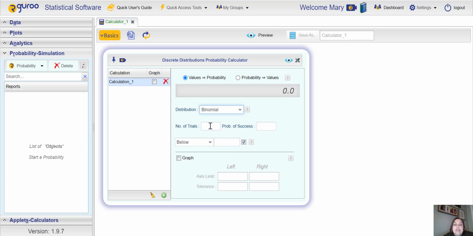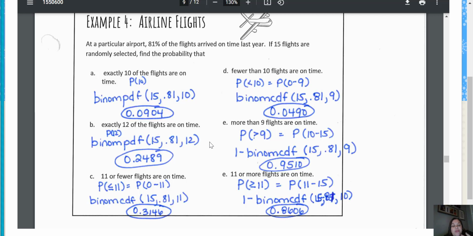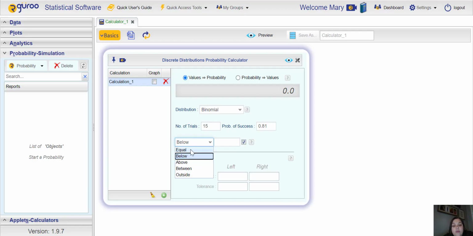And then you'll notice it says number of trials. Okay, how many trials were there? There were 15. And the probability of a success was 81%. So remember, we have to enter that as a decimal. So there we go, 0.81. And then we have a little drop down here where we can choose equal, below, above, between, outside. So going back, it said, what's the probability of exactly 10? So exactly 10 is another way of saying equaling 10. So we're going to choose equals and then choose 10.